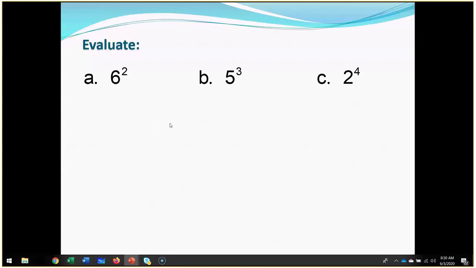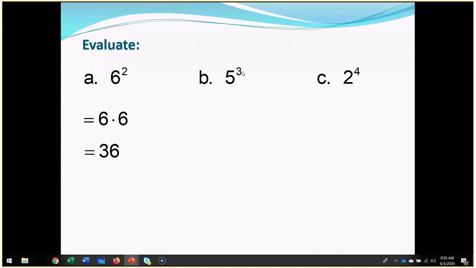So what I did was I took all of these in exponential form and expanded them first and then answered them. So hopefully it's more clear. So 6 to the second power, which is also read as 6 squared, means 6 times 6. It does not mean 6 times 2, which is what some people confuse this as. It's 2 6s. 6 times 6 is 36. And so there's my final answer. For B, it's 5 to the third power, which is also read as 5 cubed.